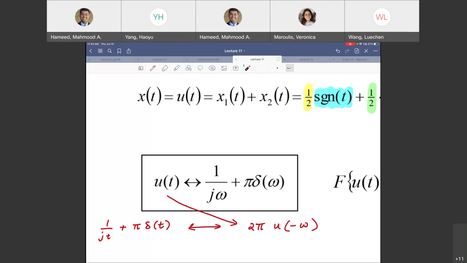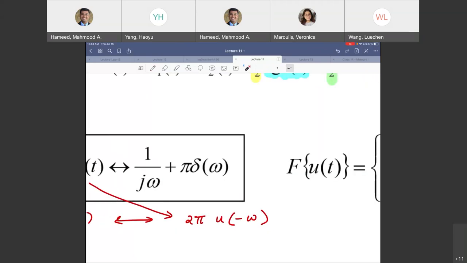Now, we have simply calculated the Fourier transform of this weird signal, right? And it turns out it is 2 pi u of minus omega, so it is like this, 2 pi in frequency. You guys see the usefulness of the concept of duality?